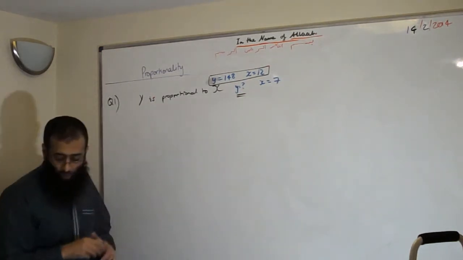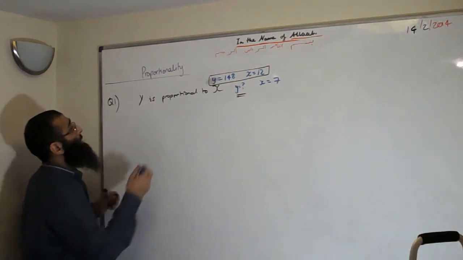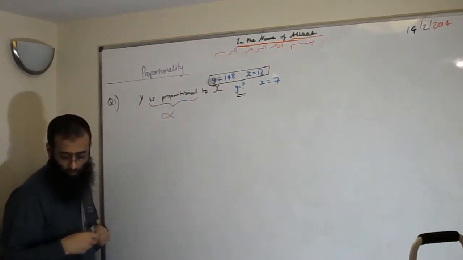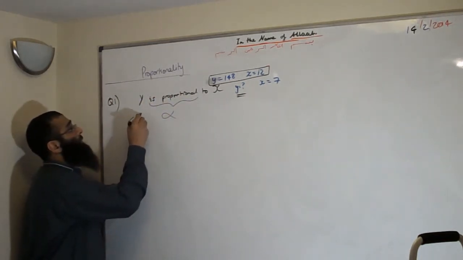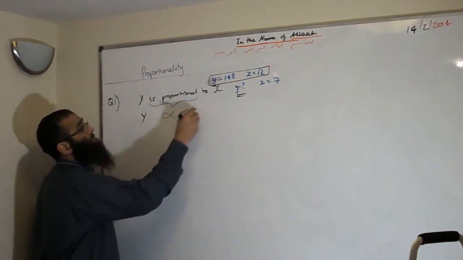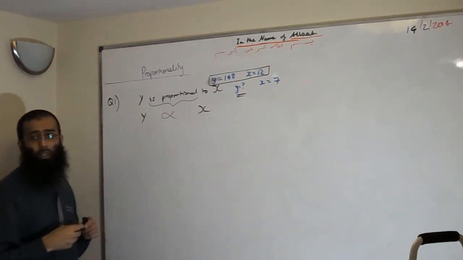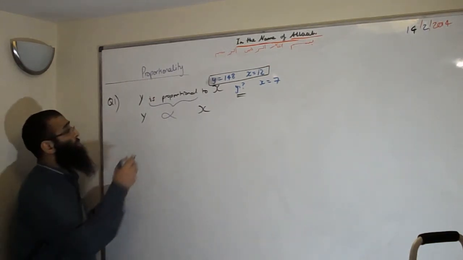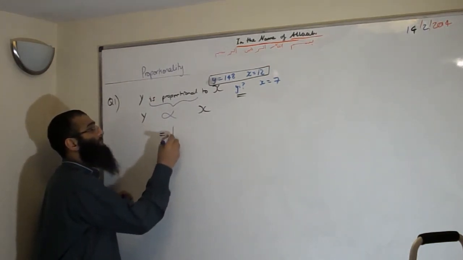What does this mean? Y is proportional to. Now, is proportional to, it looks like that. So we say y is proportional to x. Now, that sign has to be replaced by the constant of proportionality, which is k.